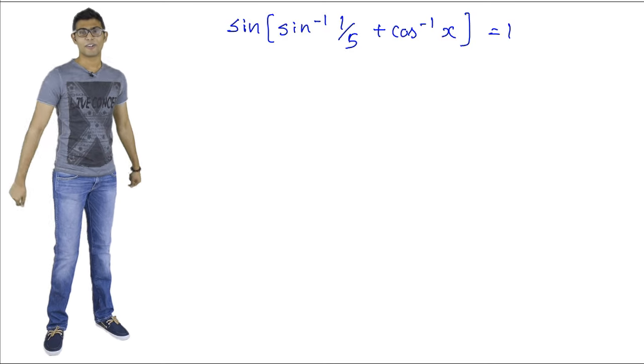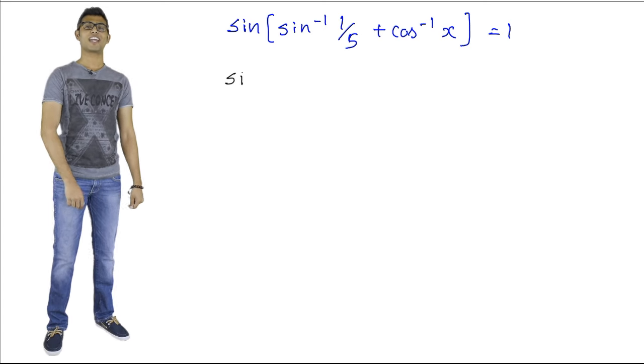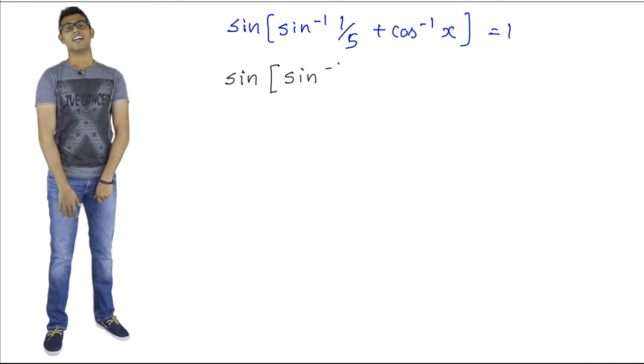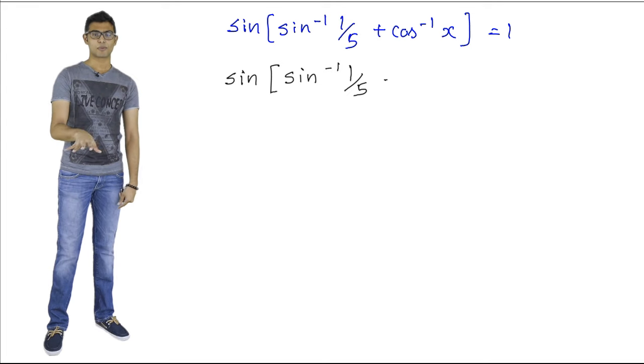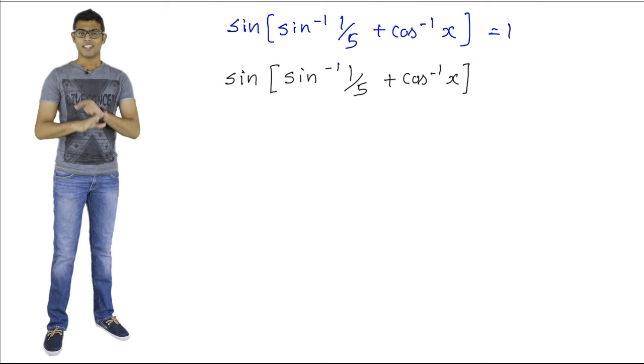Hey there! So what we're going to be doing today is this problem over here. The problem being sine inverse of 1 by 5 plus cos inverse of x equal to 1. In this problem what we have to do is find the value of x. It's really easy.